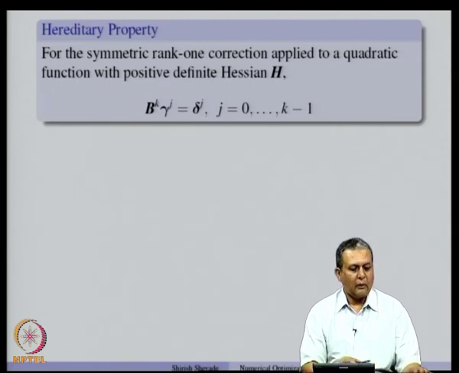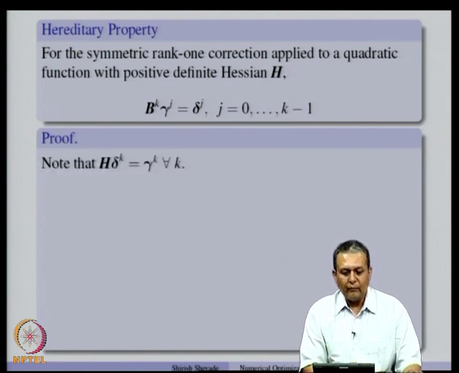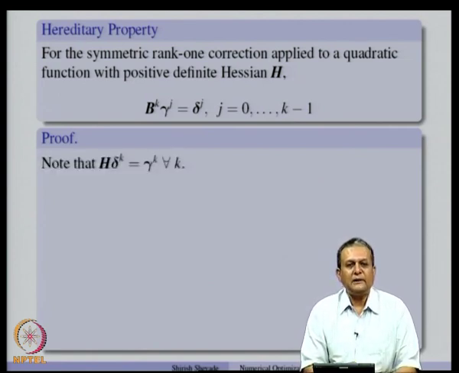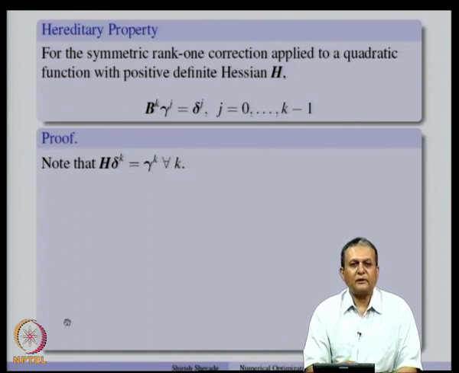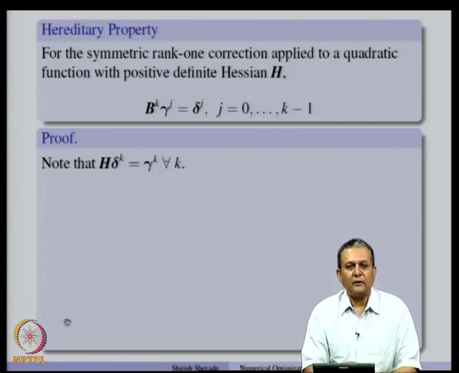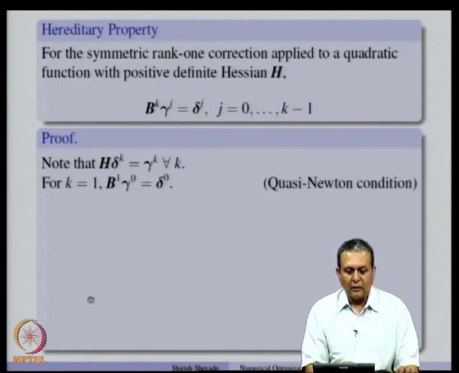And let us see how to show that this property holds for a given problem. Now, we have already seen that H delta k is gamma k for this quadratic problem with the Hessian matrix H. Now, if we take k equal to 1, in this case, we have b1 gamma 0 is equal to delta 0, and that is nothing but the Quasi-Newton condition. So, we are going to show this hereditary property by principle of induction, and for that purpose, we have first indicated that for k equal to 1, this property holds.